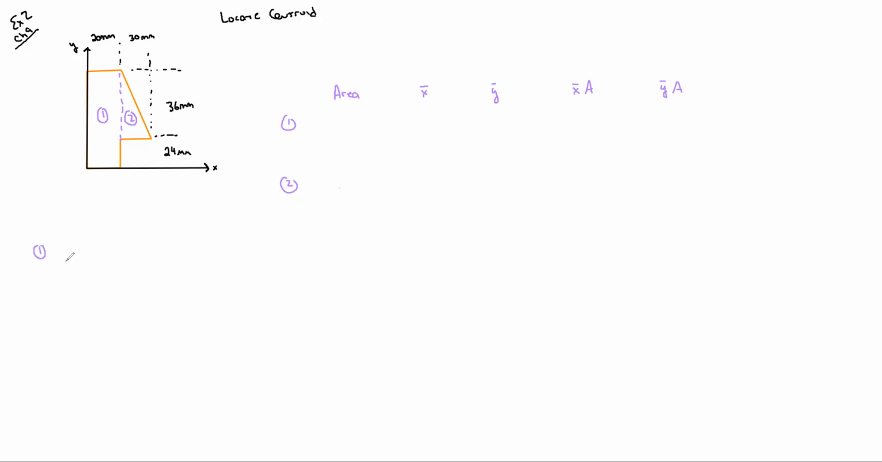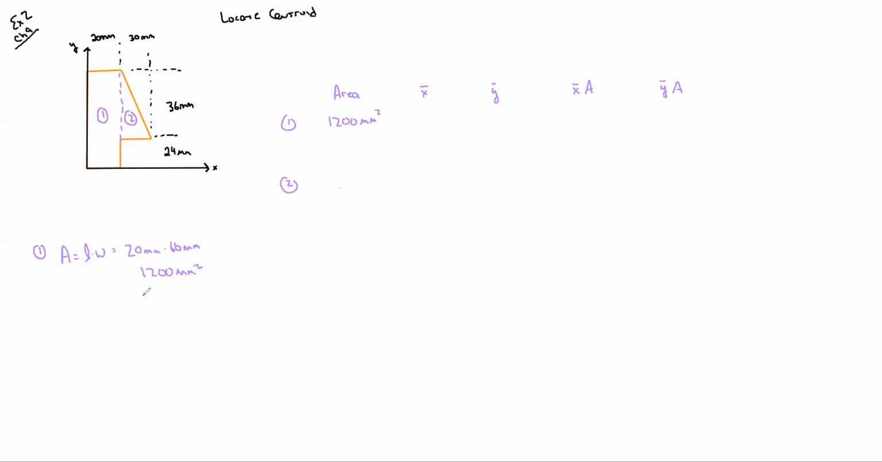So shape 1 is a rectangle, length times width equals area. That's horrible handwriting. Let me erase that and start over. All right, shape 1 is a rectangle. The area of a rectangle is length times width. So we are given both of them. That's 20 millimeters times 60 millimeters, which is 1,200 millimeters squared. Shape 1, 1,200 millimeters squared.